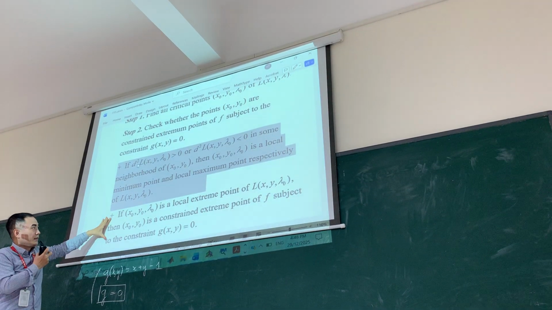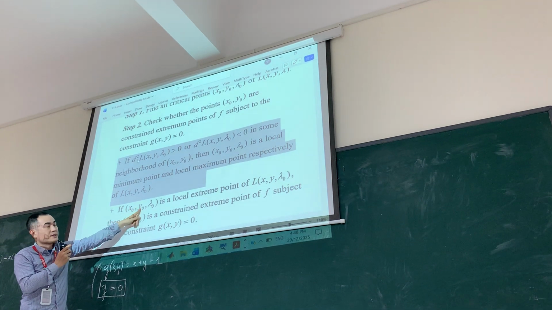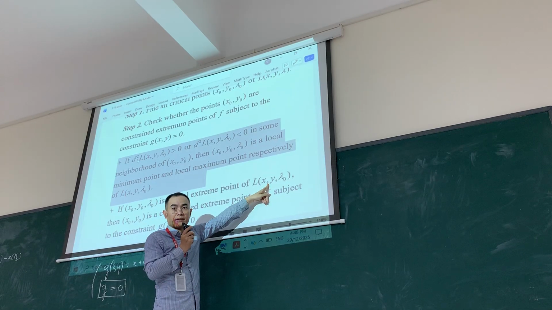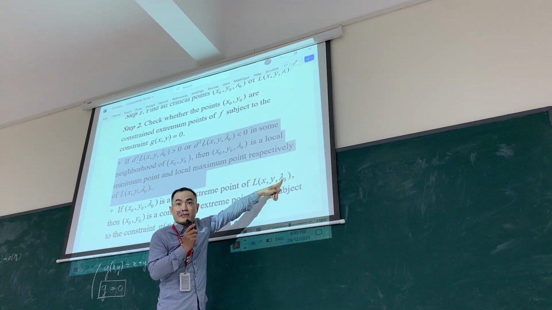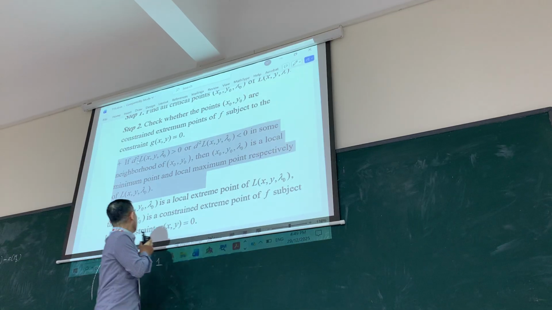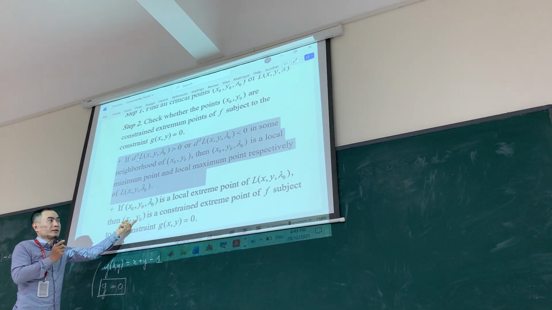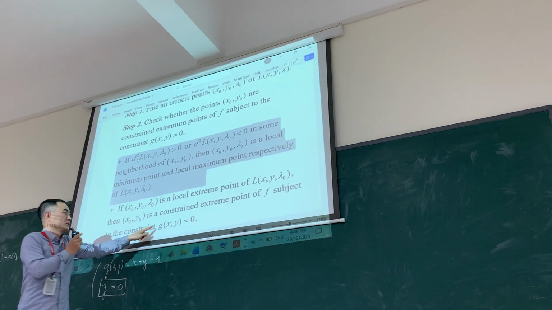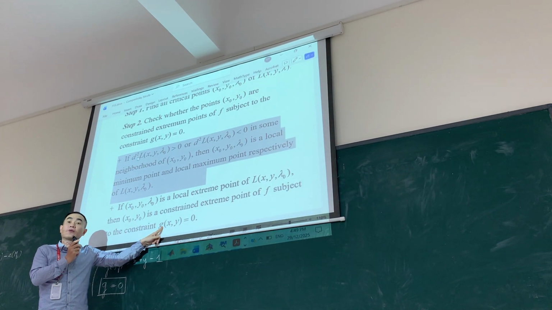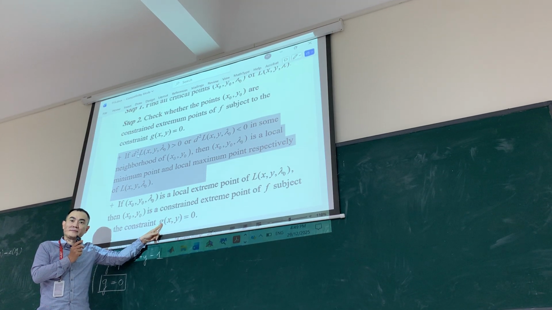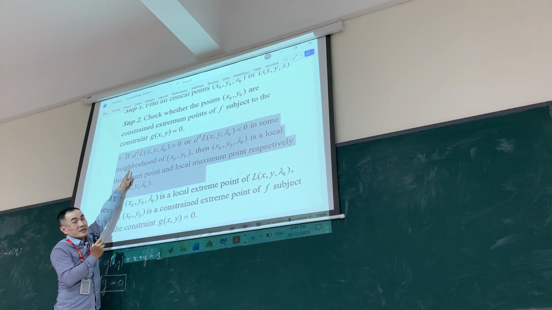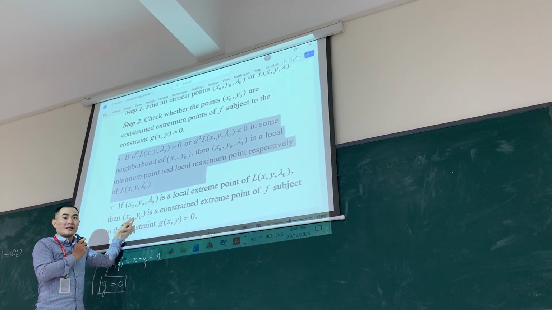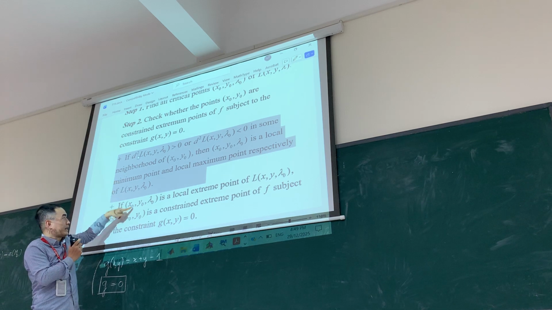The second: if (x0, y0, lambda 0) is a local extreme point of this function, we fix lambda 0. Then this point (x0, y0) is a local extreme point of the function f subject to the constraint z equals 0. Does that mean that if the condition on d square f is satisfied, we can imply this?